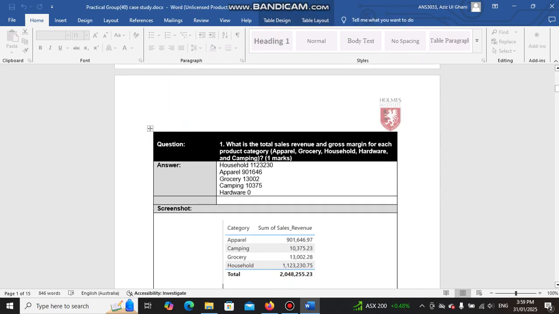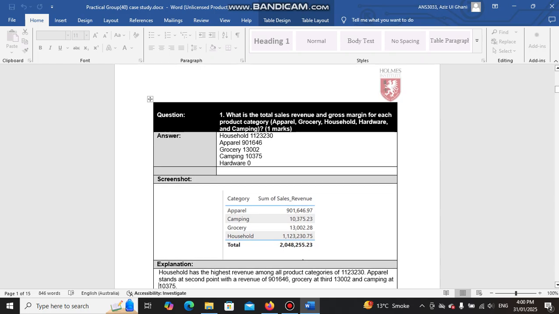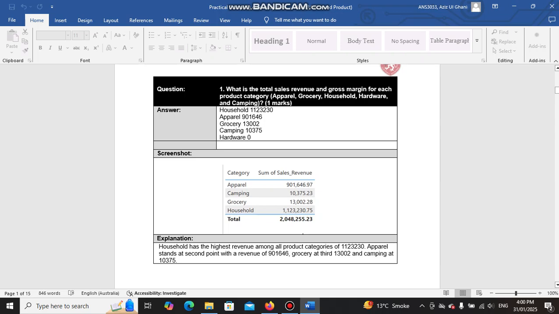First, I'll discuss the question and the answer. The first question was to tell the total sales revenue and gross margin for each product category, like apparel, grocery, household, hardware, and camping. Household has the highest revenue among all product categories, at 1123230. Apparel stands second with a revenue of 901646. Groceries stand third with a revenue of 13,002, and camping at 10375.